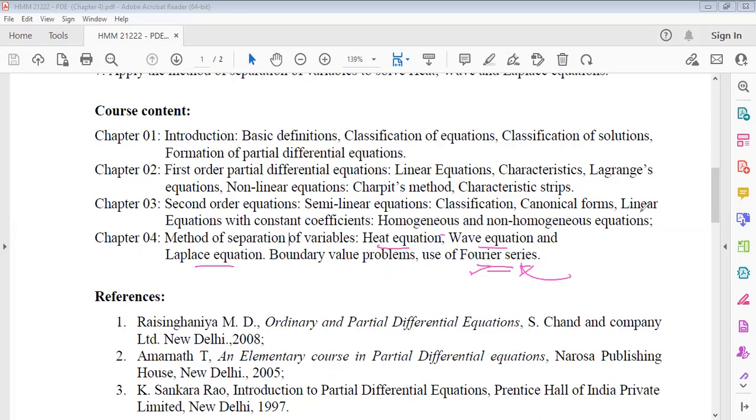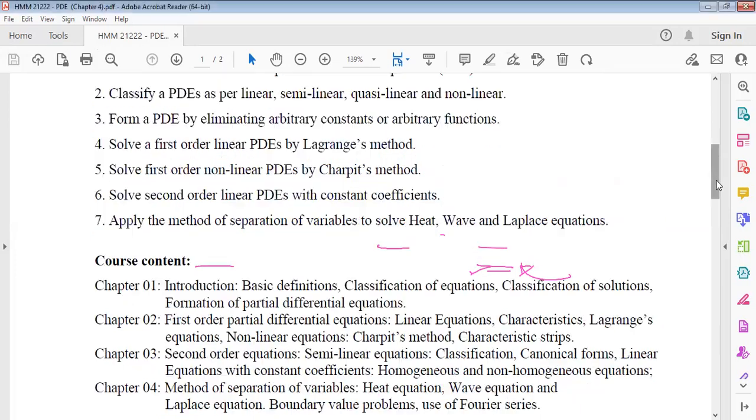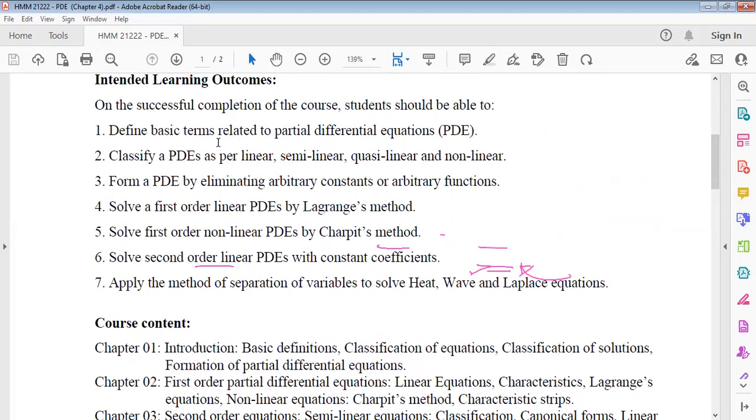You can see its heading, which I have allocated from here. So far we have studied: first, we defined all the basic PDE material. Then we classified linear, semi-linear, quasi-linear and non-linear cases. We also formed partial differential equations by eliminating arbitrary constants, and solved first order PDEs with Lagrange's and Charpit's methods. All of that we have finished so far.